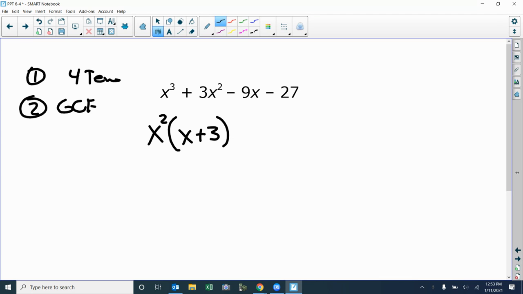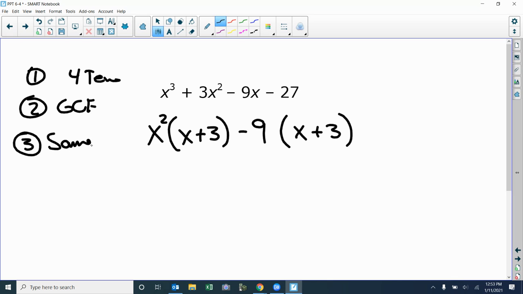Group that second part, we're going to go ahead and take -9 out because we want x plus 3. Because that was another part that we needed to do, was they need to have the same. So we need the same binomial. So now we can do the next part, which is rewrite. So step 4 was that rewrite.